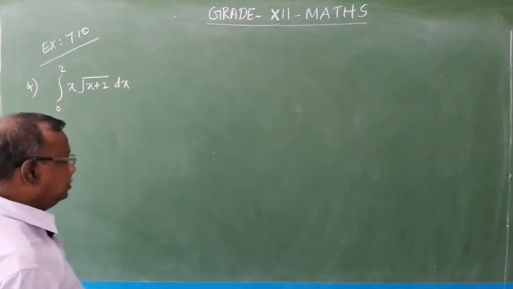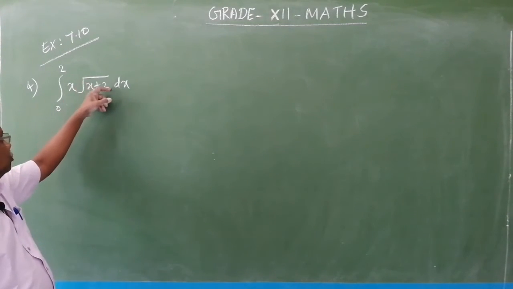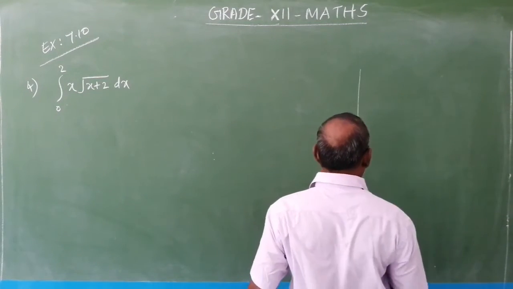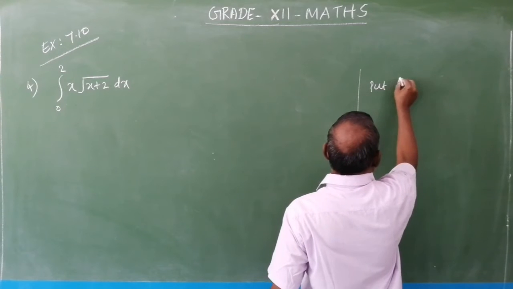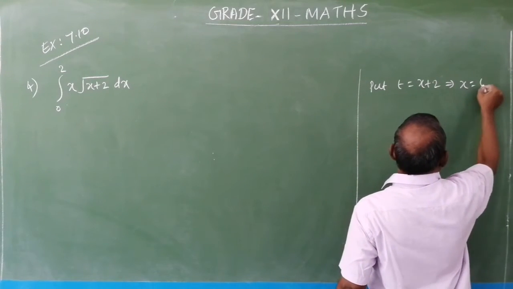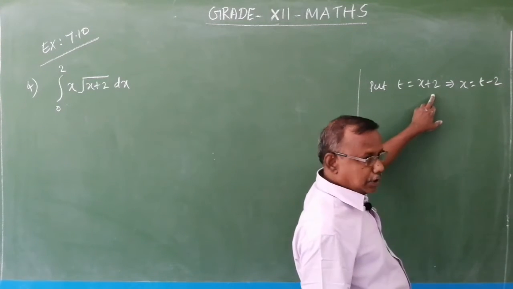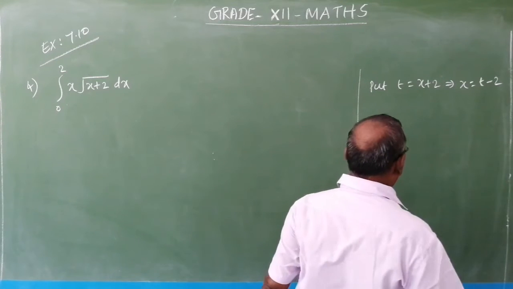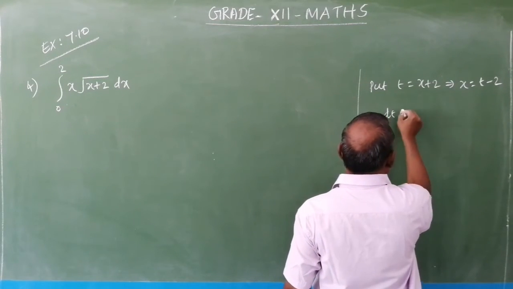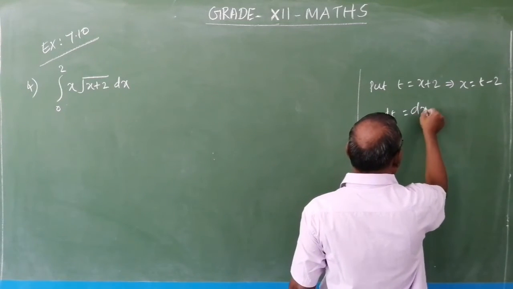We need substitution. Take the part in the square root; we can assume a third variable, t. Put t equal to x plus 2, so x equals t minus 2. Differentiating, we have dt equal to 1 plus 0, that is 1, so dt equals dx.